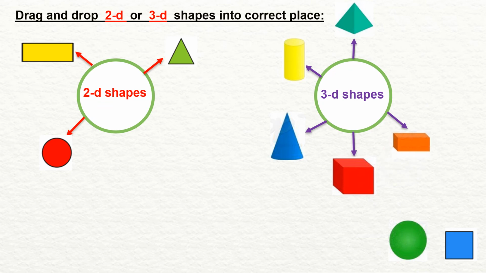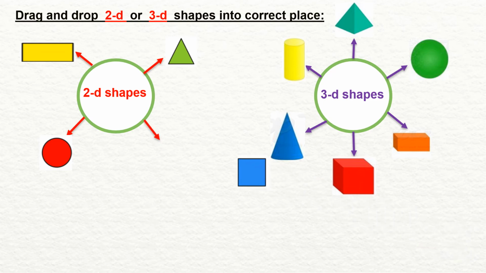The next shape, we call it Mr. Zero. It's what? It's a sphere. It has 3 dimensions. So we will put it with the 3D shapes. And then we have a 2D shape. It has 2 dimensions. It's a square. We will put it with the 2D shapes.